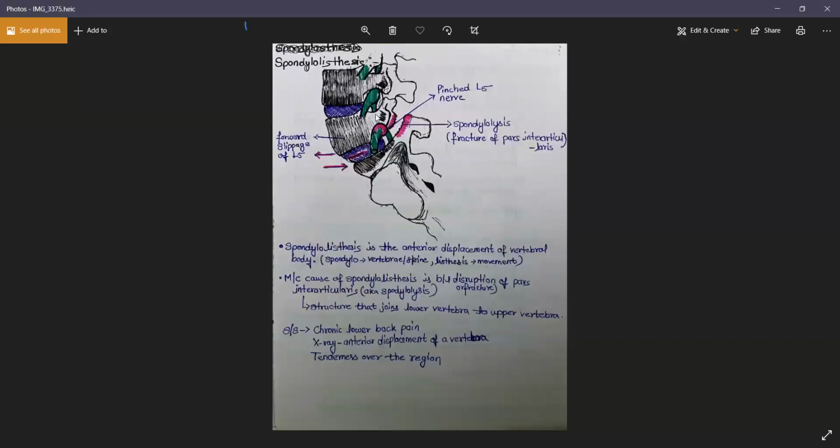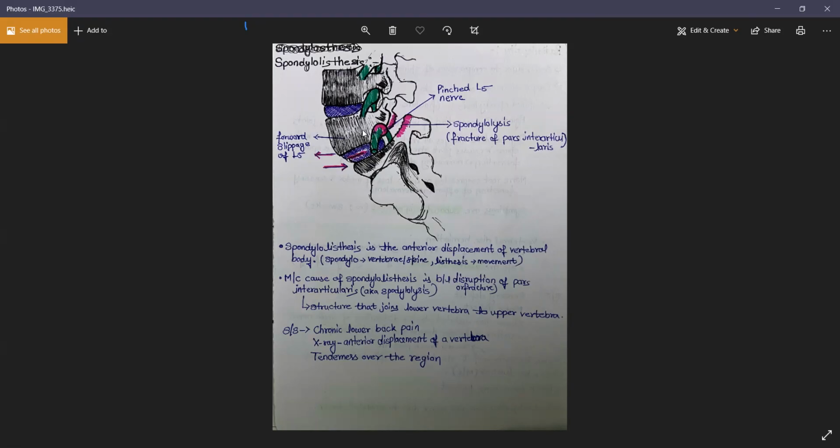Okay, then you have spondylolisthesis. Spondylo means vertebra or spine, and listhesis means movement. So in this disorder, you will have a movement of your vertebrae with respect to other vertebrae. Generally, the vertebrae are very much joined to each other, and they cannot move like that, right? Well, they can rotate, but they cannot move anteriorly or posteriorly, right?